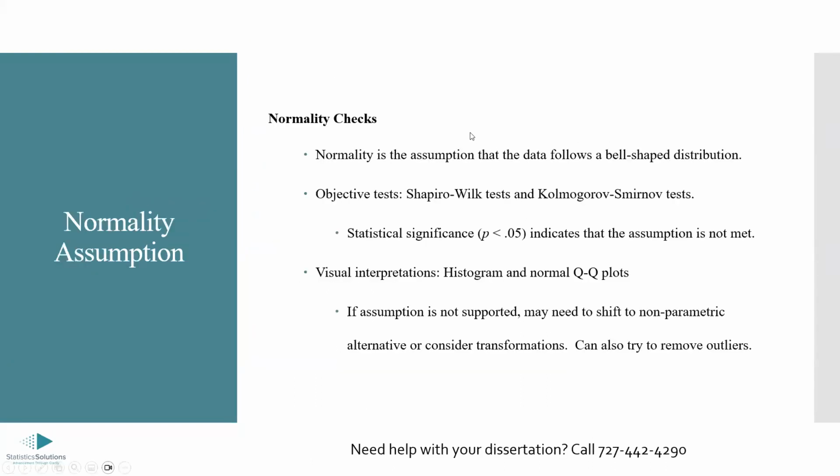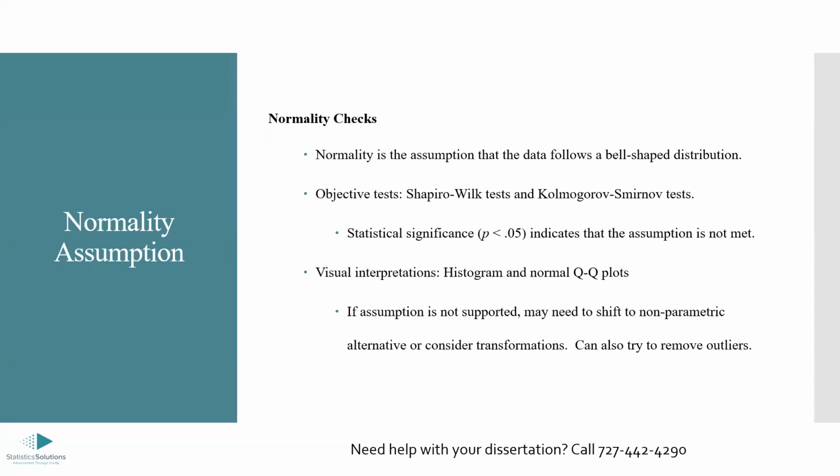All right, the first assumption that we're going to take a look at is the assumption of normality. I'm sure everyone has heard of this term at some point. A normal distribution is a distribution that follows a bell-shaped curve. There are many ways to check for normality, and normality is a pretty big prerequisite to running parametric analyses like t-tests and regressions and ANOVAs and correlations.